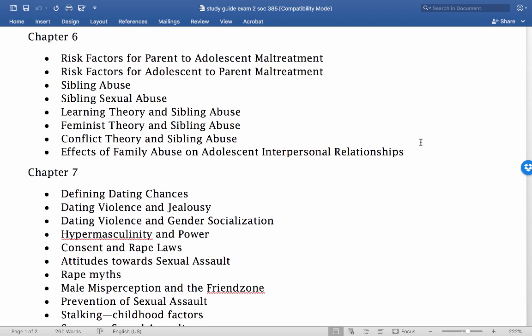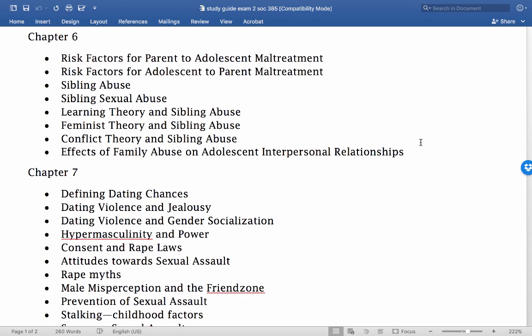As far as effects of family abuse on adolescent interpersonal relationships, just the idea that there's a lot of consequences that can come from experiencing this in their own relationships later. So they might be more at risk for dating violence, right, as a result of what they've experienced at home.